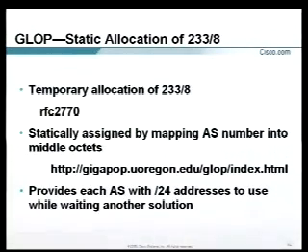A concept of GLOP was created, which has gone from the concept stage to the implementation stage. I don't think GLOP stands for anything. It's just an acronym, I believe, that David Meyer came up with. And it's a temporary allocation of 233/8. And again, I say temporary. MSDP was temporary, and it's going forever, so maybe this will last longer than we plan. But it's just a way to allocate. If you have an AS, you can inject that AS into 233/8 and come up with your own /24 used for your multicast groups.